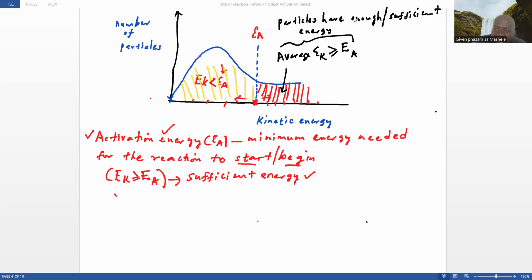When we say enough or sufficient, it means their kinetic energy on average is greater than or equal to the activation energy. This is bigger than what is needed for the reaction to start. It shows that the reaction will become faster. But if the kinetic energy is less than the activation energy, it means this side is where particles have no sufficient energy. Now, you need to consider the region that is above the activation energy.